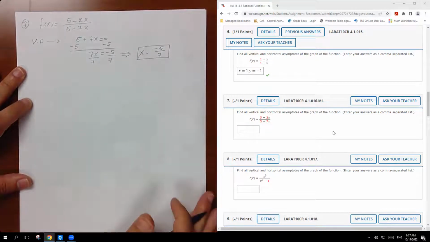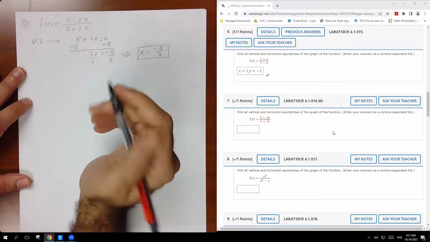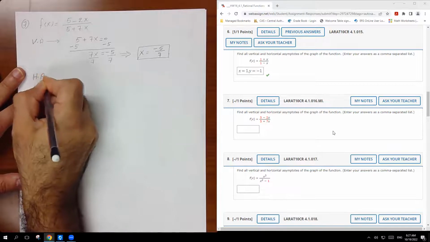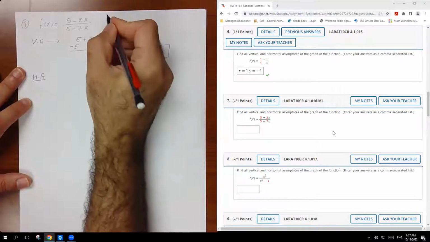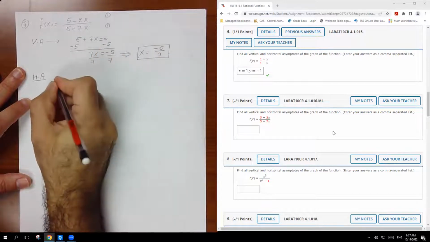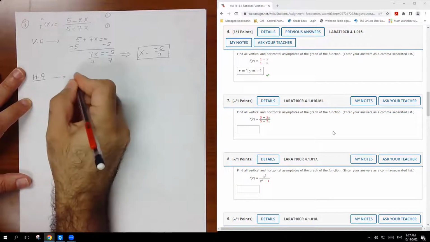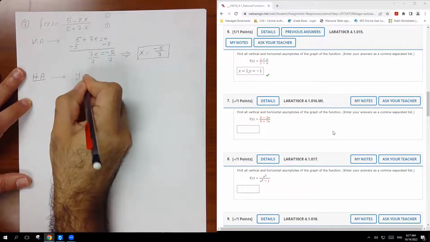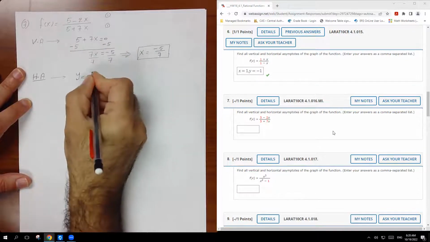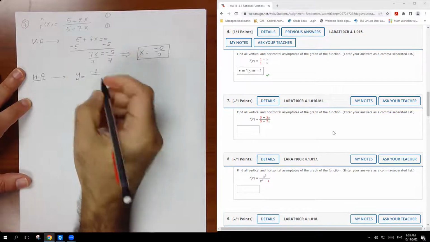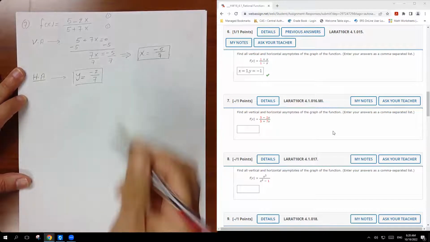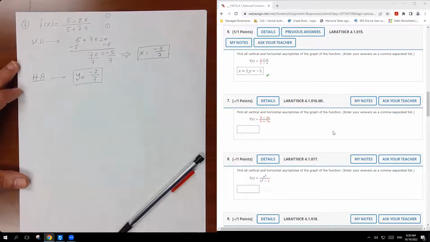To find the horizontal asymptote, we're going to check the exponents. The exponent on the top is 1. The exponent on the bottom is 1. 1 equals 1. That means our horizontal asymptote is y equals the leading coefficient on the top, which is -2, over the leading coefficient on the bottom, which is 7. So this is our horizontal asymptote for this rational function.